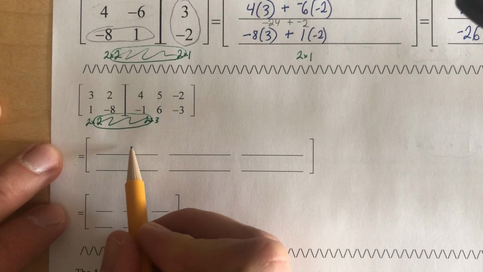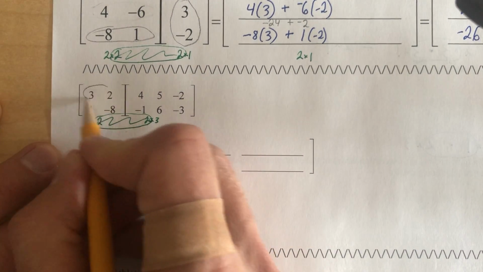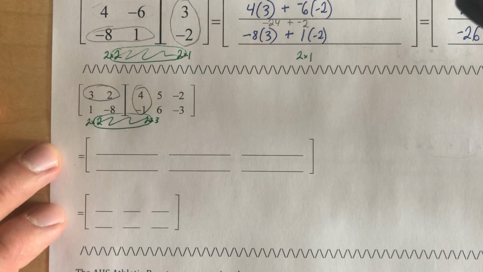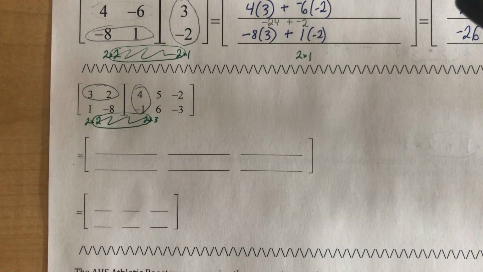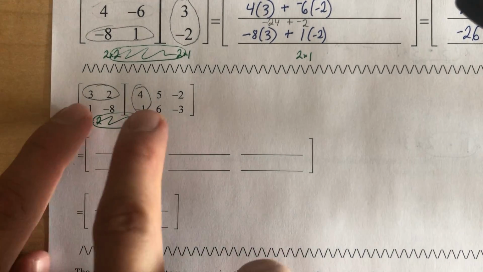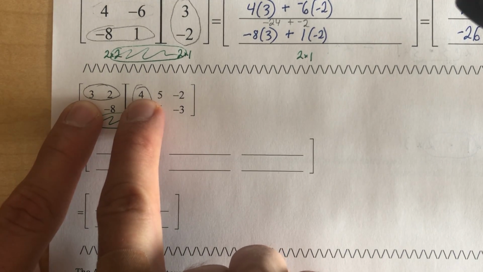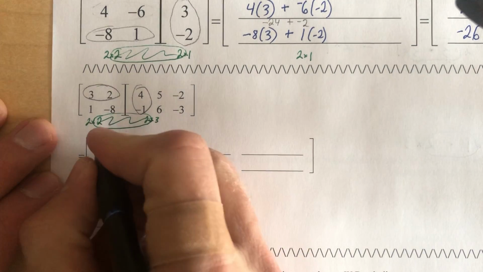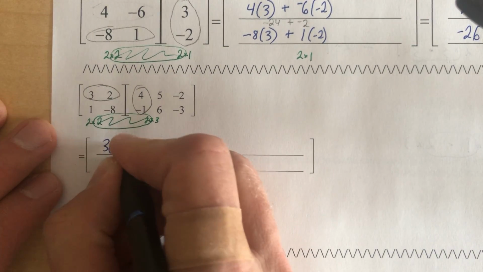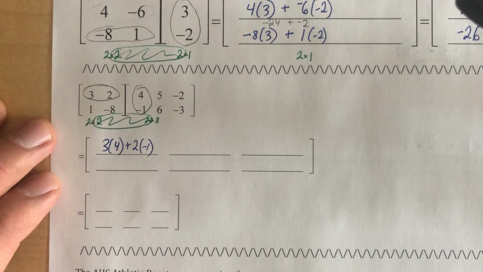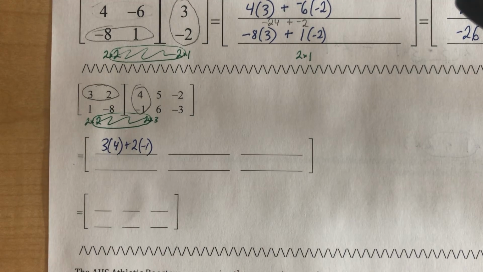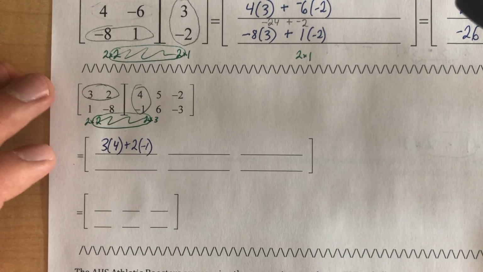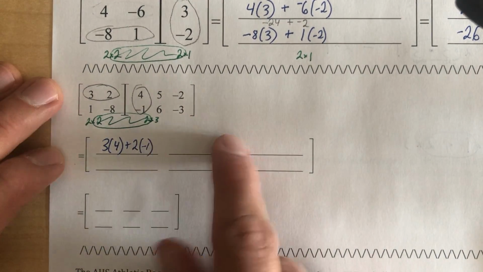Top row, left column. Say the row first. Top row, left column is, and then we're going to go one number at a time. 3 times 4 plus 2 times negative 1. Okay, you can figure that out in a minute. That's not the point.